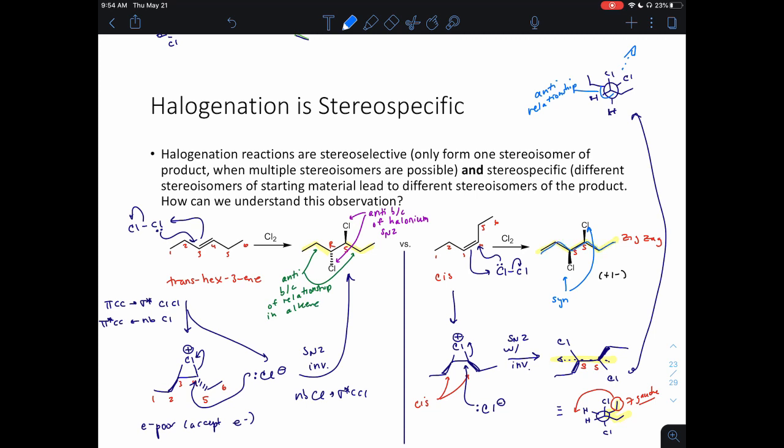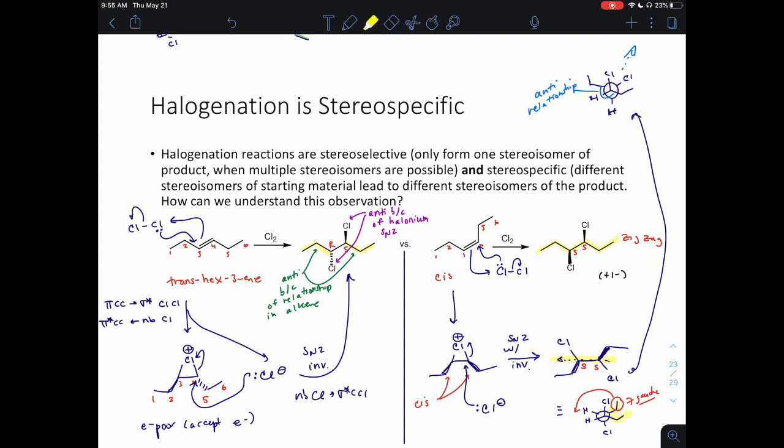Now, don't be confused because that's not how the chlorines added, right? The chlorines added anti, but then there was this bond rotation, and in the bond rotation, they end up syn. So if you see a product where the halogens are syn, all that means is that this is not the relationship of the alkyl chain in the alkene. And it's not, right? The alkyl groups were not anti in the alkene. They were cis. No big deal. If that didn't make sense, it'll make more sense with an example.